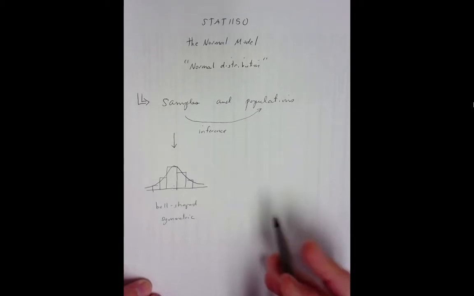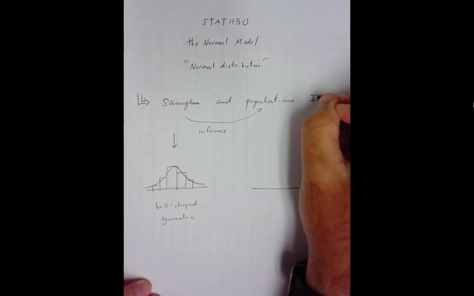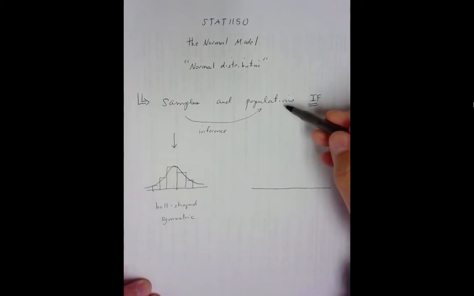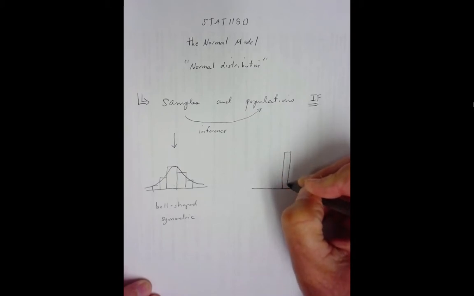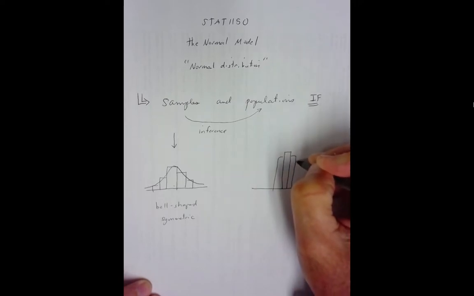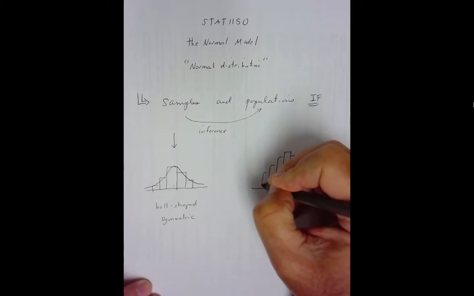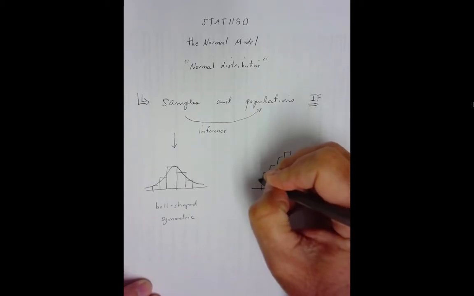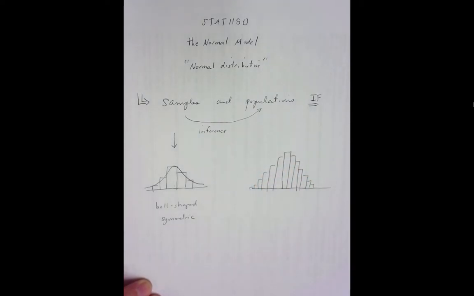It turns out in populations, and guys, this is a huge if, if we were able to go into the population and take the measurements on every single subject, element, dog, cat, tree, whatever it may be, and create a histogram, there are certain types of histograms that would form a perfect bell-shaped and symmetric distribution. Perfect.